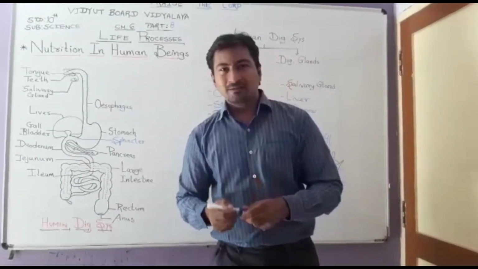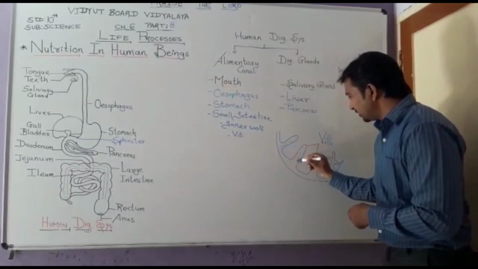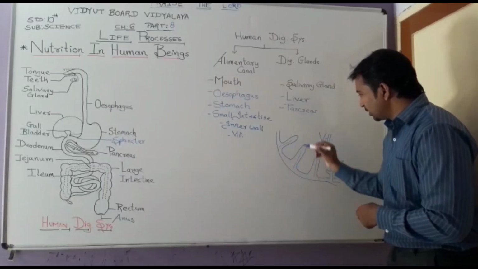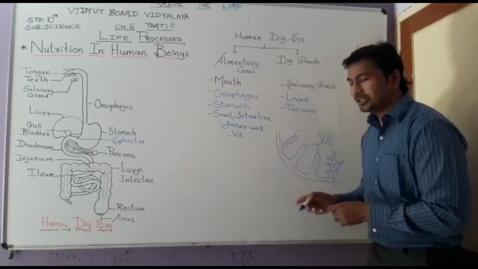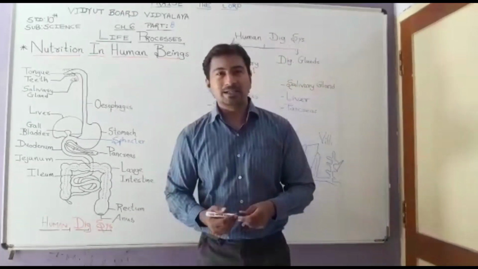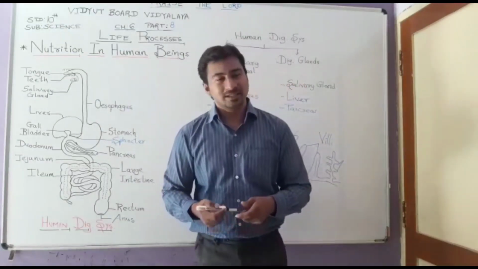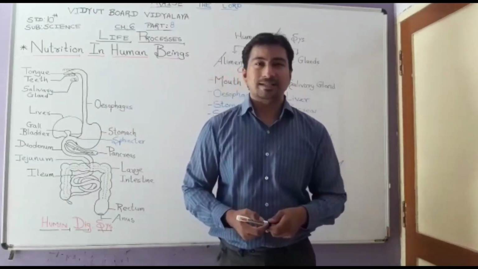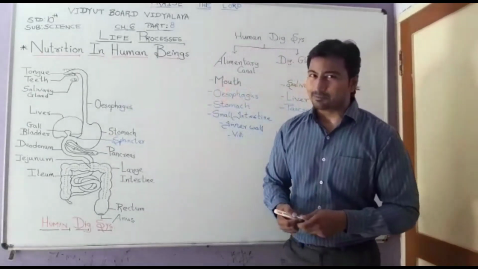Now these villi have blood vessels. Internally a lot of blood vessels are there. So whatever food substances are absorbed go into the bloodstream, and from the bloodstream the food particles go into the cells as and when required by the cells themselves. Fine. Now the absorption of the food has taken place.